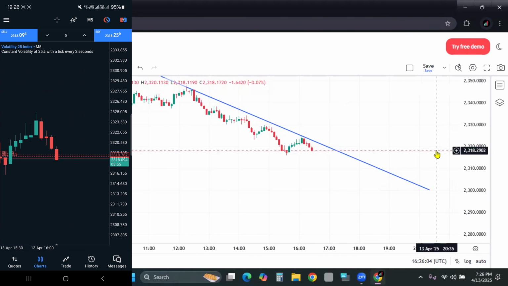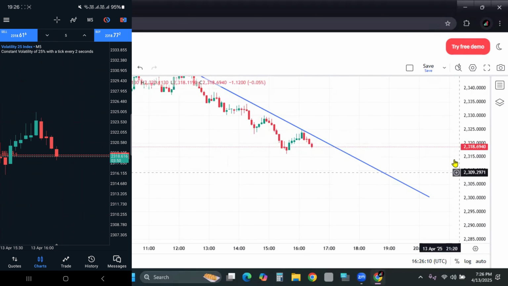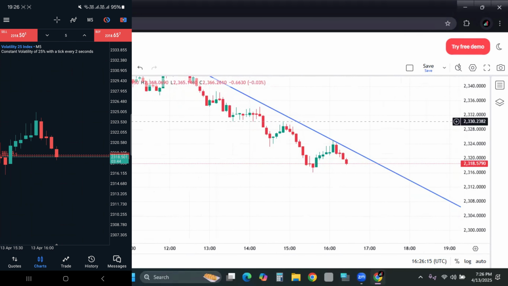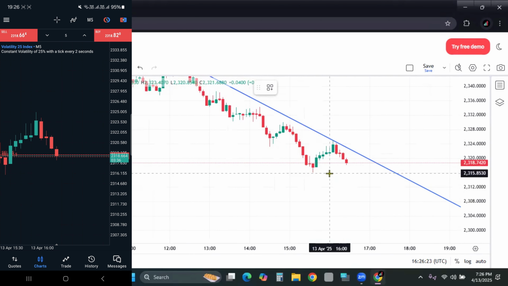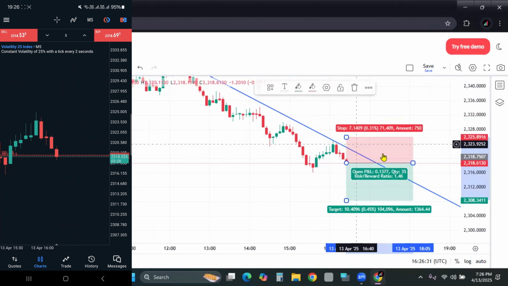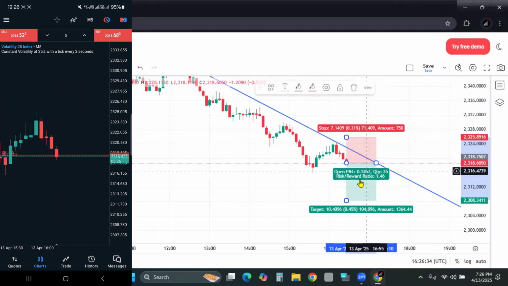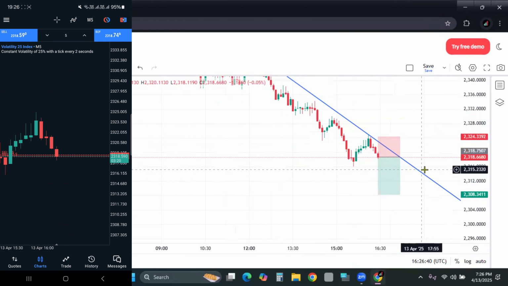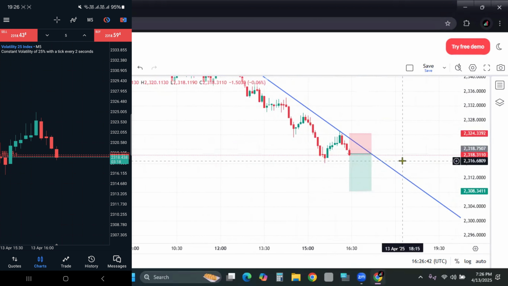Okay, so I think I'm late. I was supposed to place the trade at the open of that 5 minutes candle, here, but no problem. I think our entry is somewhere here. Let me put the stop loss there. Then the TP, let me put it here.